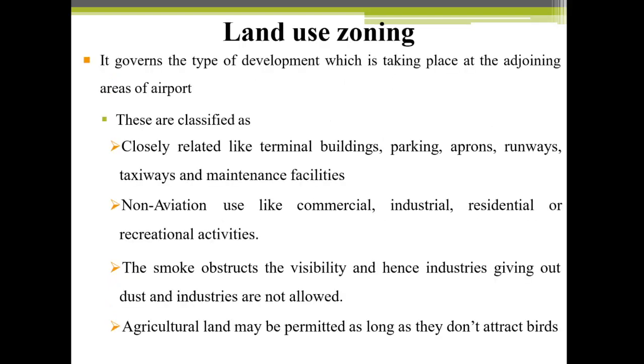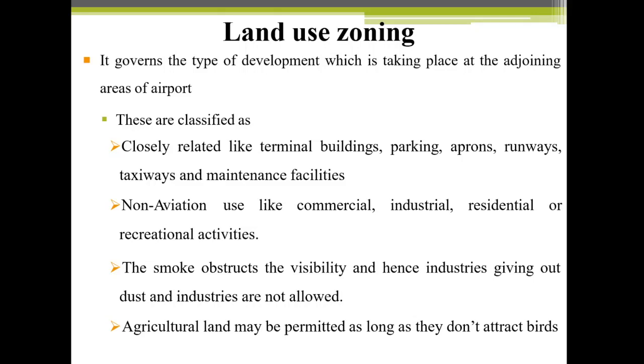Okay, that way. The second one is the land use zoning. Land use zoning governs the type of development which is taking place at the adjoining areas of the airport. So we know that near the airport there must not be an industrial area. MIDC should not be near the airport area. So this land use zoning governs what type of development is taking place near the area of the airport.